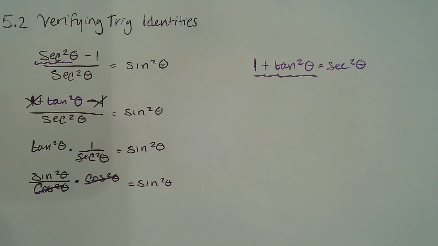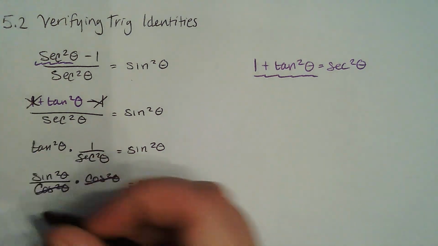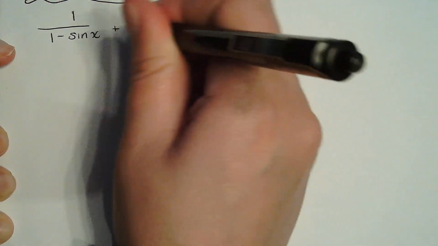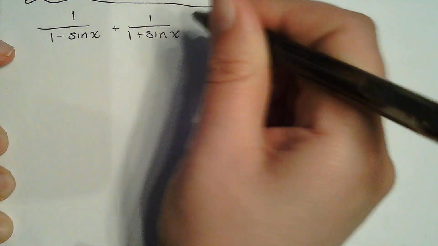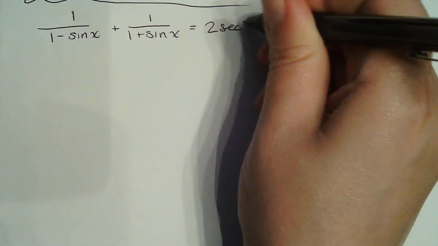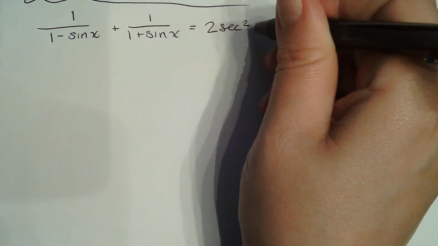Now, I'm going to do a bunch of different examples, and they're all going to use different methods. So I do have another one for you. 1 over 1 minus sine x plus 1 over 1 plus sine of x. And let's prove that this is equal to 2 secant squared x.